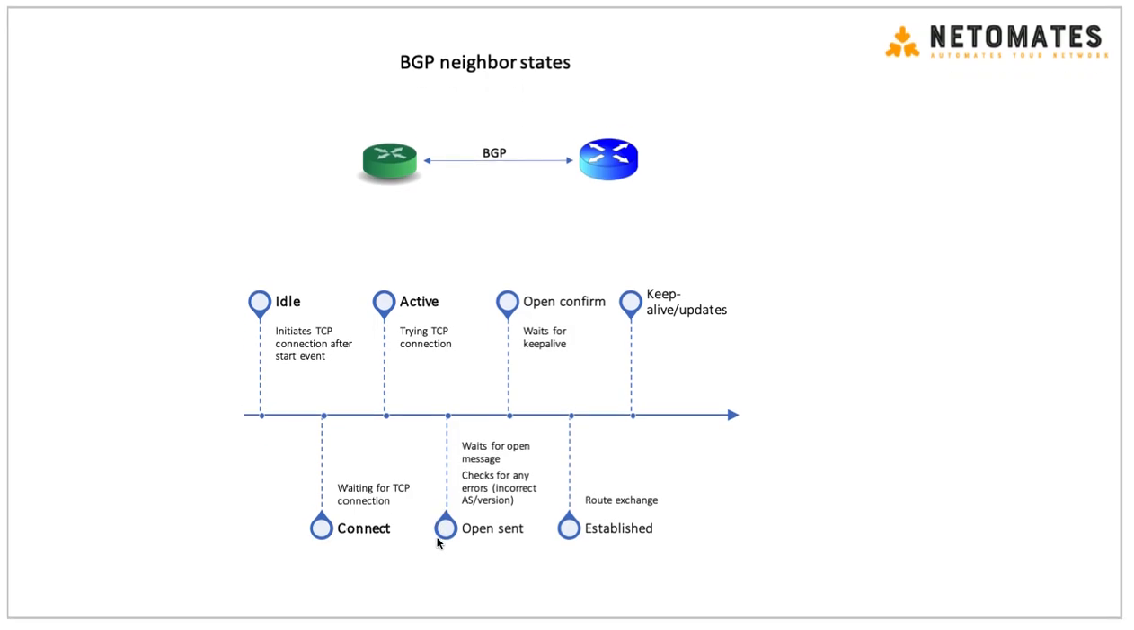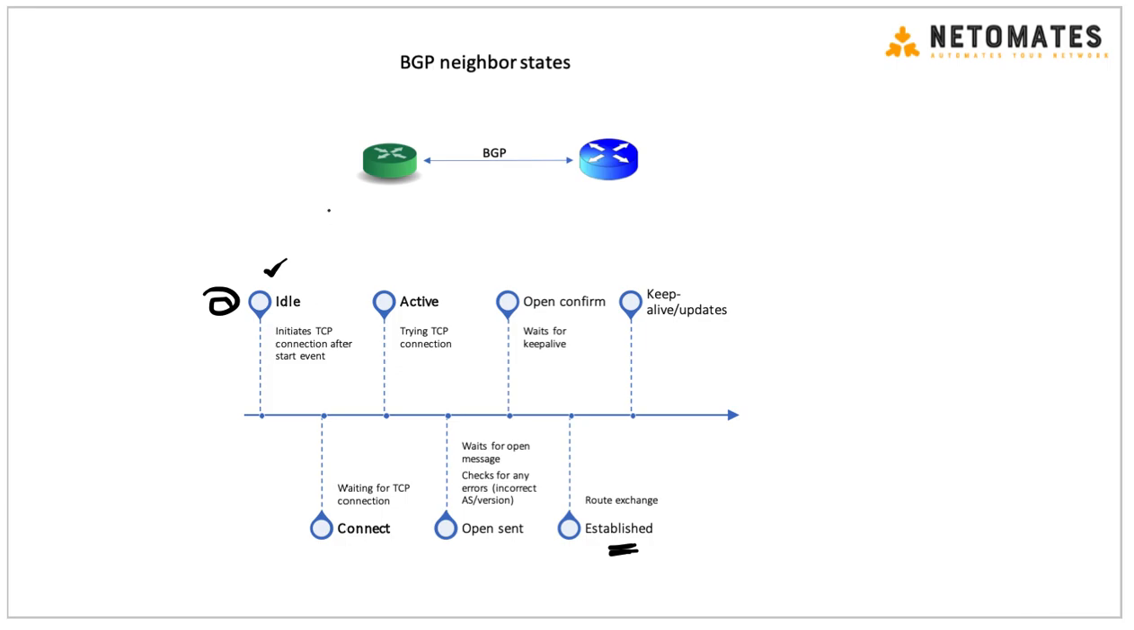So when you configure BGP, either iBGP or eBGP, the neighborship forms in different stages. The first state is the idle state. The routes will be exchanged only after this stage. Okay, so this is the first stage, the idle stage.